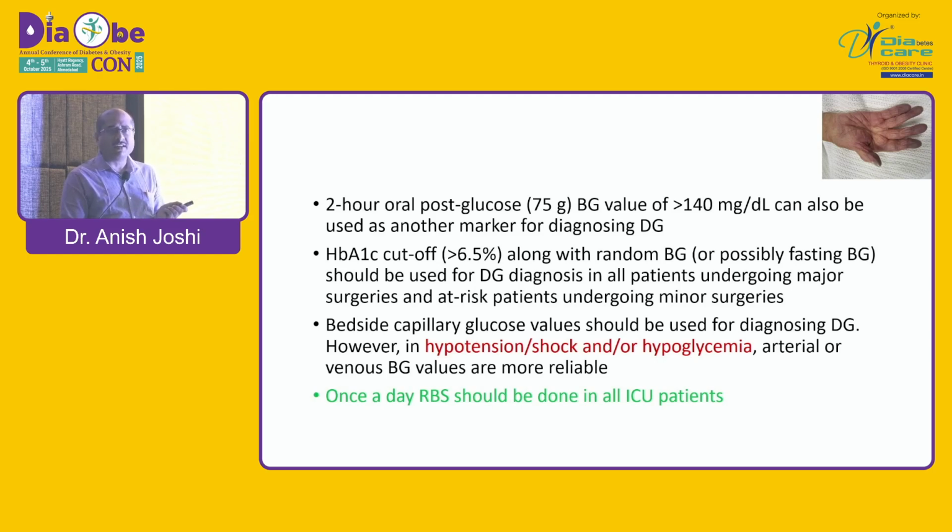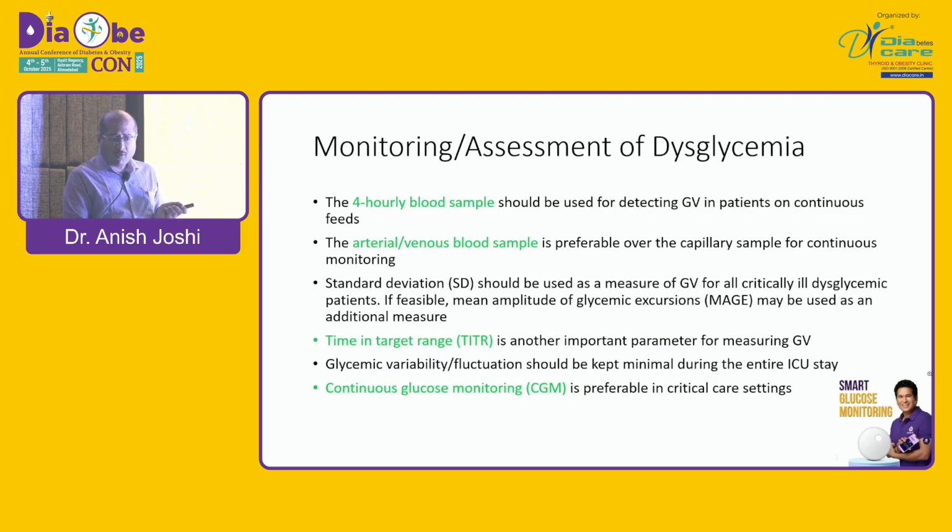And even if the patient is otherwise hale and hearty, not a diabetic, we always recommend getting at least one sugar in 24 hours to know whether the sugars are fluctuating or not. How will you monitor dysglycemia in ICU? A 4-hourly blood sample should be taken.